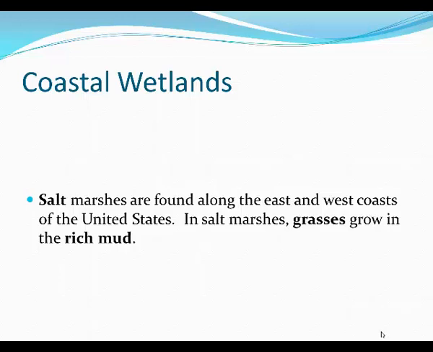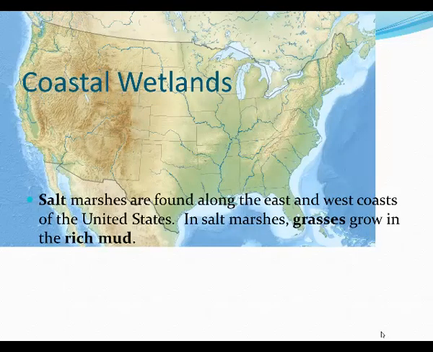In salt marshes, grasses grow in the rich mud. So salt marshes are predominantly found along California, Oregon, and Washington states, along the border between the continent and the ocean. And then on the east side, it basically runs the entire eastern seaboard.